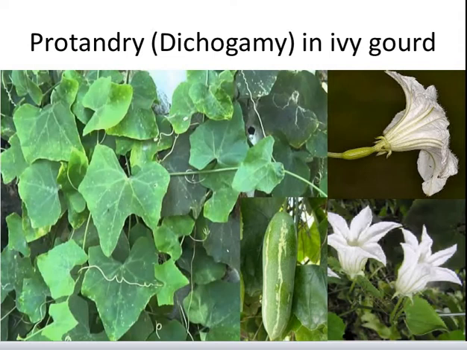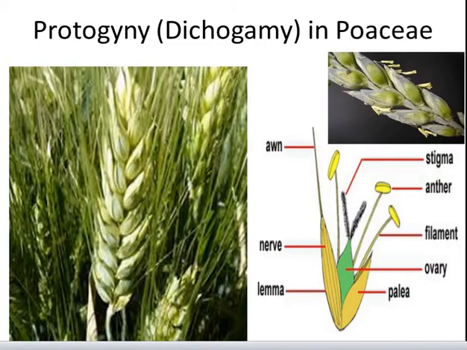The first type is protandry, in which the androecium matures earlier than the gynoecium. For example, in case of epigyny, the anthers mature first and then the stigma. The second type of dichogamy is protogyny, in which the gynoecium matures earlier than the androecium. For example, in case of various plants of Poaceae, the stigma matures earlier than the anther. Most of the anemophilous plants exhibit protogyny.